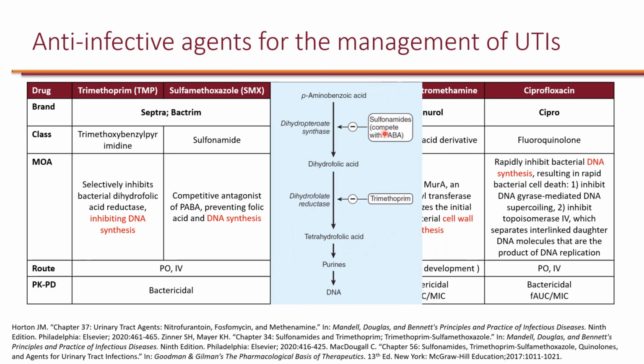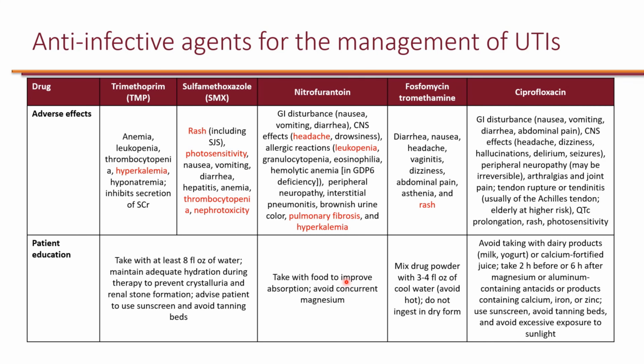And the way they work is that sulfonamides inhibit the formation of dihydrofolic acid, and trimethoprim prevents the next step, which would be the synthesis of tetrahydrofolic acid, which in turn inhibits DNA synthesis. Let's take a look at the adverse effects of these antibiotics. Trimethoprim can lead to anemia, leukopenia, thrombocytopenia, hyperkalemia, and hyponatremia.